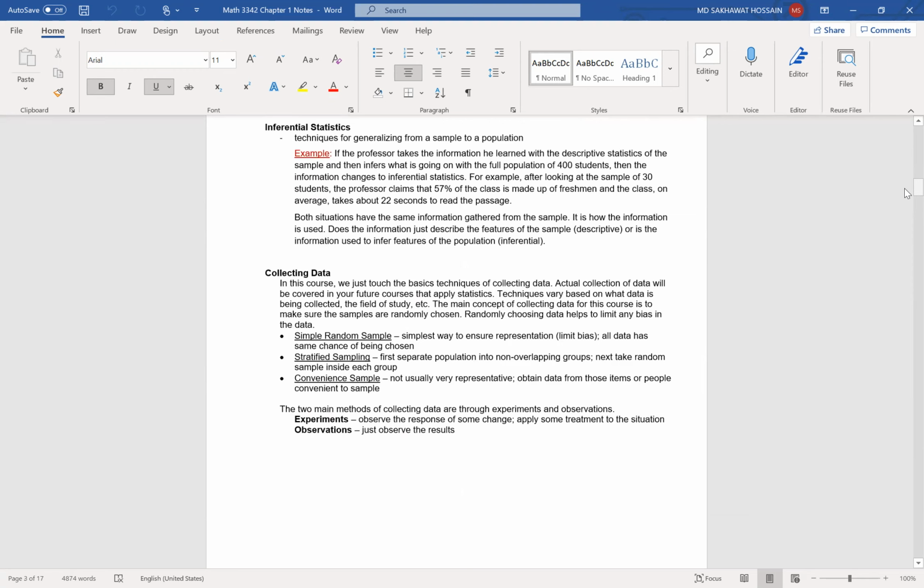So collecting data, we collect data in different ways. There are some methods called simple random sample, stratified sampling, and convenience sampling. The two main methods of collecting data are through experiments and observations. Experiments observe the response to some change, applying some treatment to the situation. And for observation, we are not going to apply any treatment. We'll just observe the results.